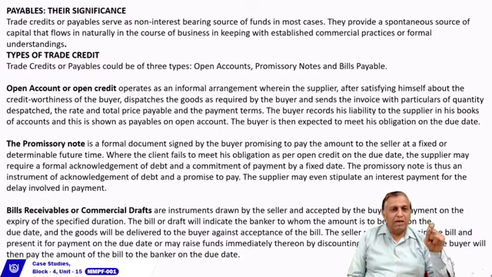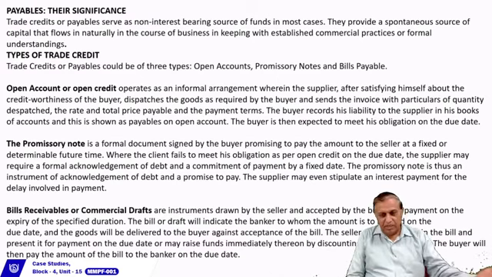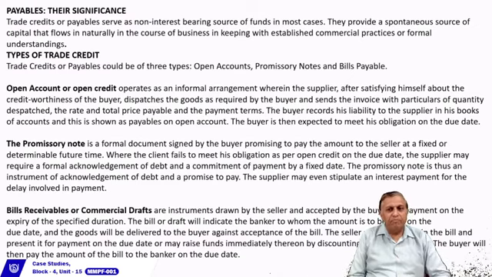Now, the supplier would need a written acknowledgement of the debt and the time by which you are going to pay. So that's the document, a formal document signed by the buyer promising to pay the amount to the seller at a fixed or determinable future time. It could be mutual, it could be from the buyer side, it could be from the seller side also, that I need payment by such and such time, and you have to give that promissory note.